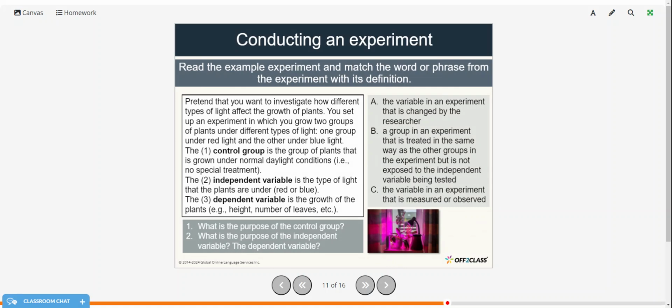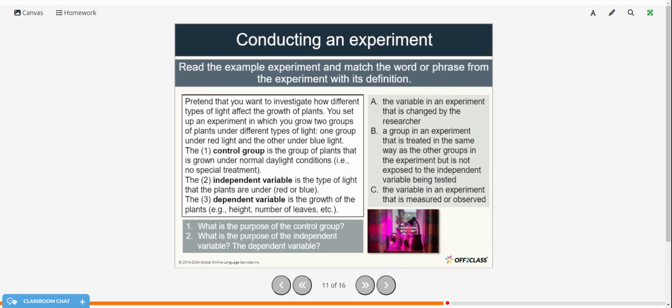So read the example experiment and match the word or phrase from the experiment with its definition. You can pause the video and read on your own, or you can follow along as I read. Pretend that you want to investigate how different types of light affect the growth of plants. You set up an experiment in which you grow two groups of plants under different types of light, one group under red light and the other under blue light.